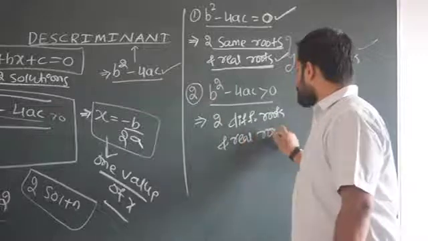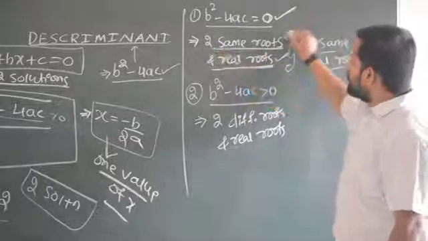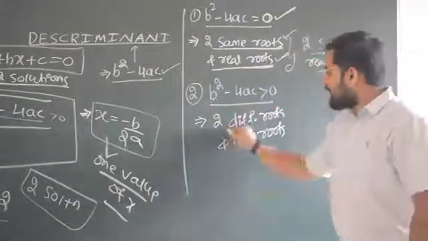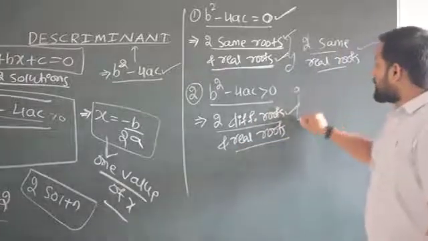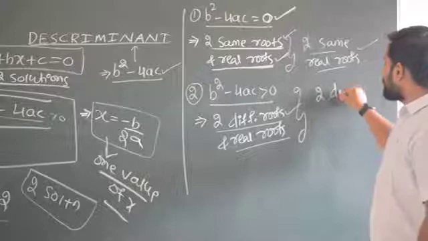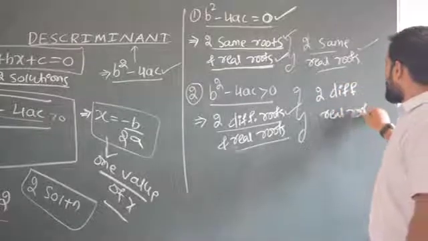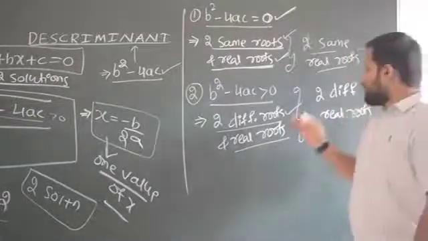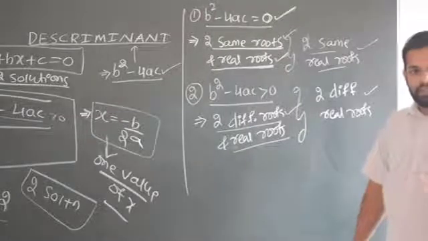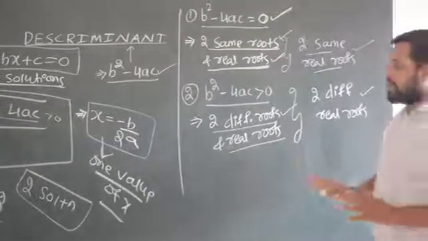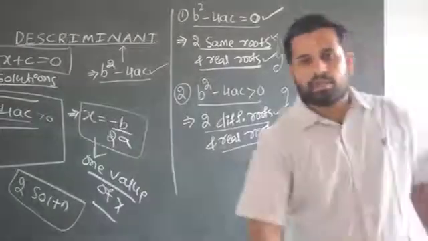Is it clear? Have a look at this. Here we had 2 same roots and real roots. Here I am having 2 different roots and real roots. Otherwise you can say 2 different real roots. So if you write 2 different roots and real roots, or 2 different real roots, both are one and the same thing. Is it clear? I think the second concept is very much clear to all of you. Let me go to the third concept now.